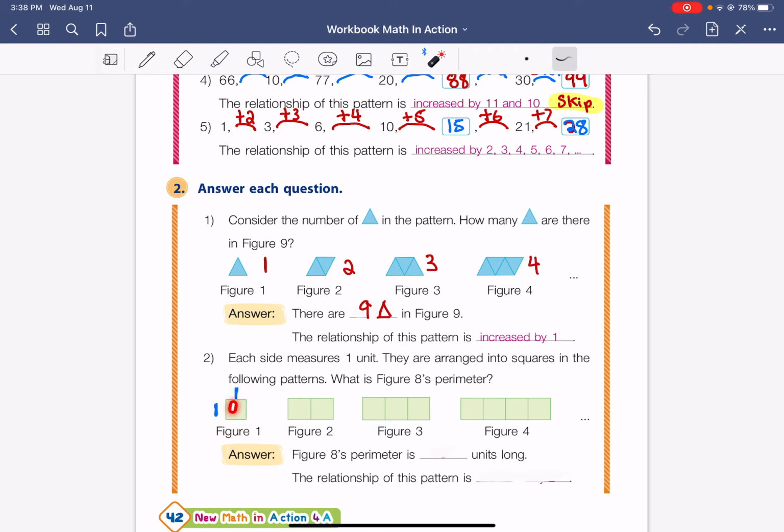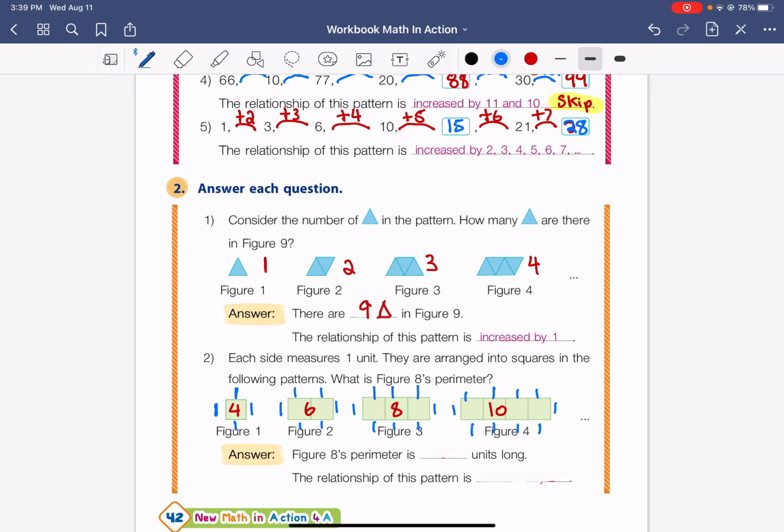This is 4. That's 4. Because 1 plus 1 plus 1 plus 1. All right, this one is 1, 1, 1, 1, 1, 1. This one is 6. This one is 8. This one is 10. Right?